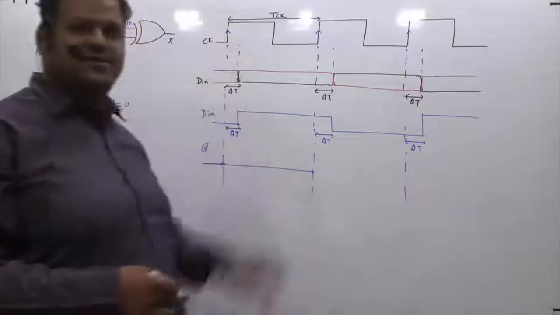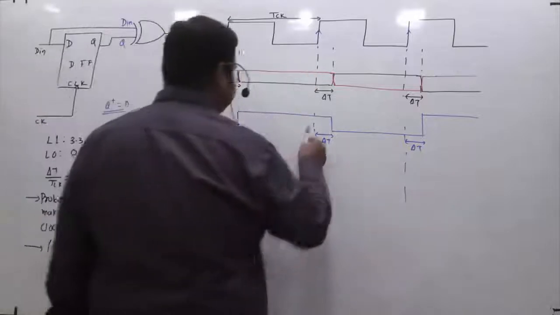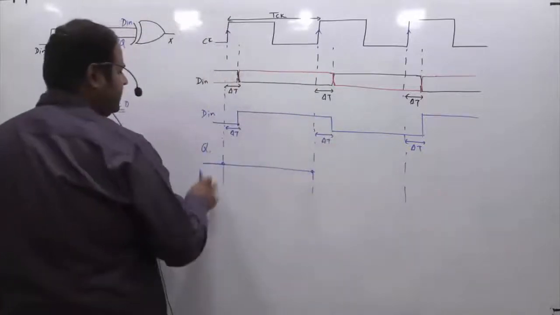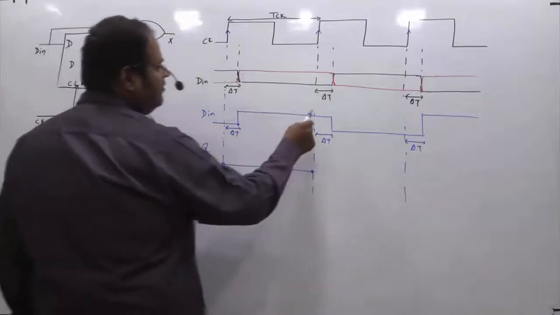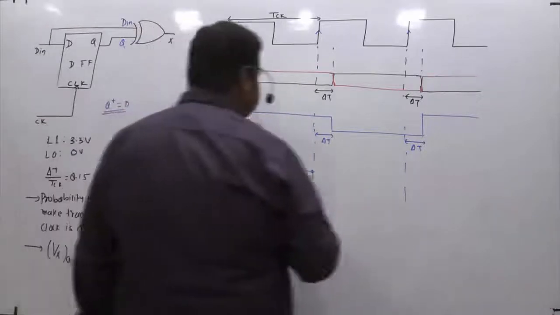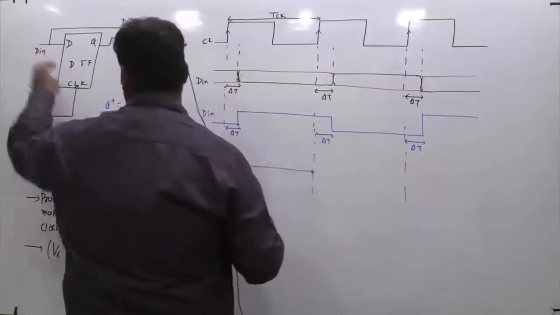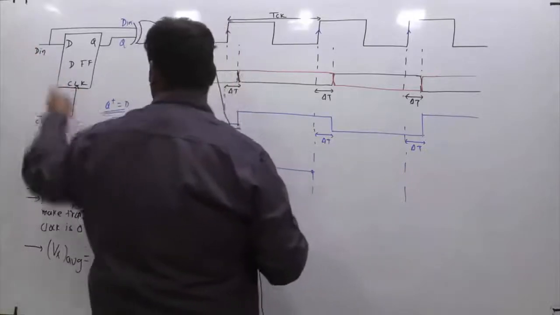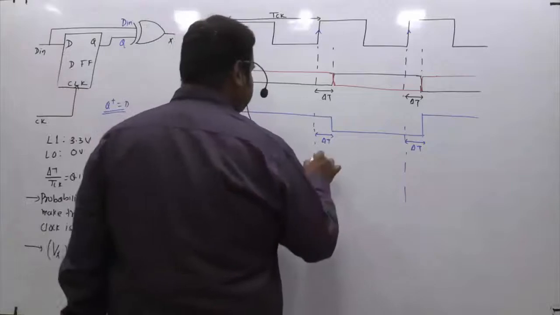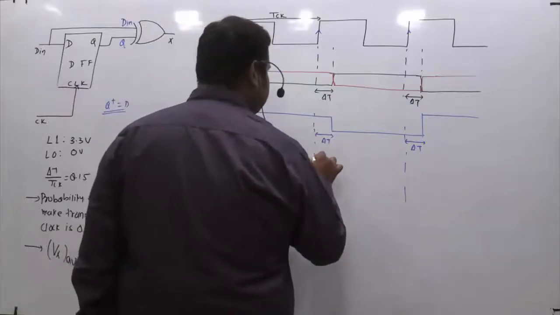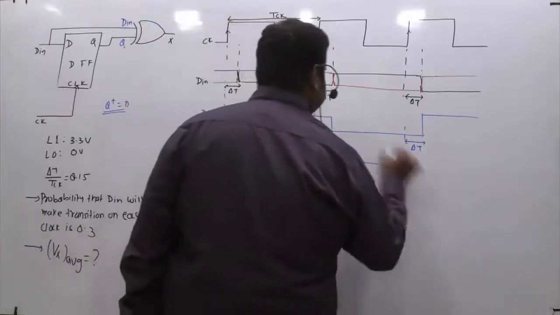At the second edge, I can see the value of D, which was 0 here, is now 1. If the value of D is 1, again Q plus equals D, so Q becomes 1 when you give the second clock. This one will continue like this till the next clock cycle.